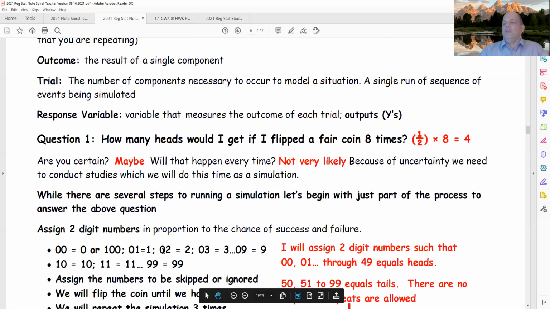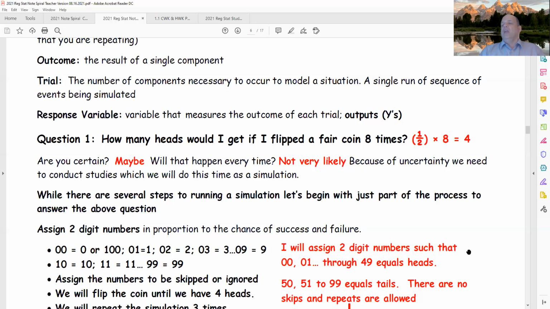01 I'm going to use for 1, 02 for 2, and you can assign it any way you want to. So I will assign 2-digit numbers such that 00 and 01 through 49 equals heads. Now I did that because I need it to be heads 50% of the time. And so basically I need 50 numbers that are heads. So that'd be 1 through 49 or 01 through 49. Well, that gives me 49. Then if I put 00 on it, I now have 50. That means the rest of the numbers, which is going to be 50 through 99, will be tails.